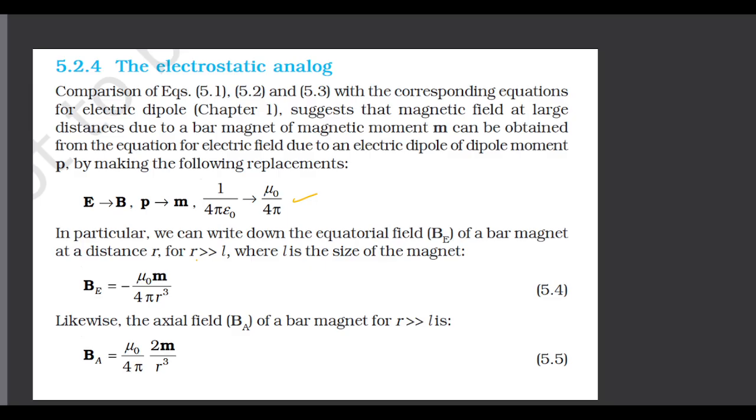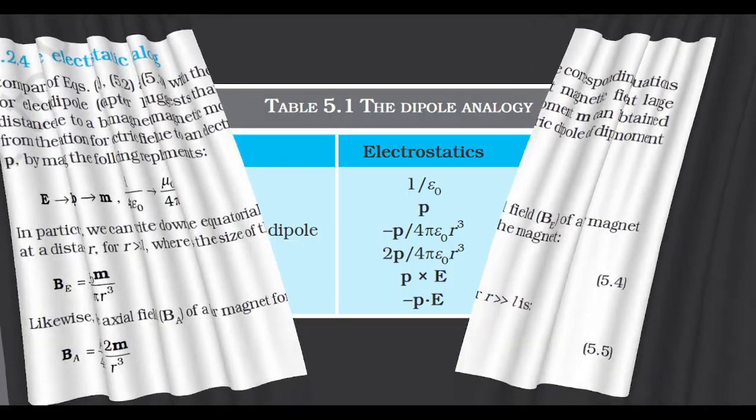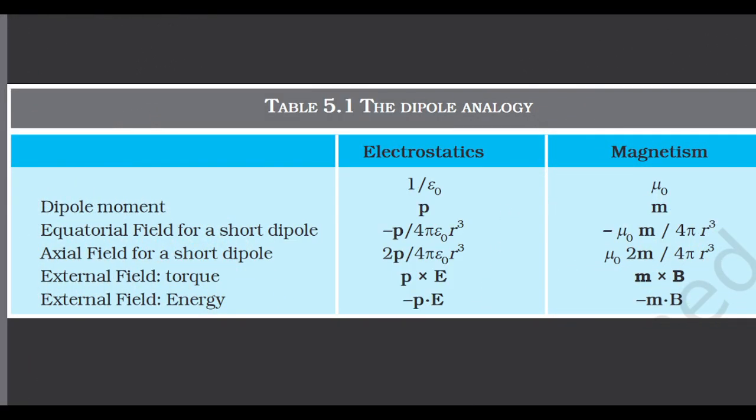We can compare a few formulae also. Gauss law in magnetism, Gauss law in electrostatics, magnetic field along the axis of the dipole, electric field along the axis of the dipole, magnetic field along the equatorial, and here also electric field along the equatorial. So many comparisons are there, that we can see here also. Look at this. In electrostatics we have the constant 1 by epsilon naught. Here we have mu naught. Epsilon naught is permittivity, mu naught is permeability. Here we have dipole moment P. Here we have dipole moment M.